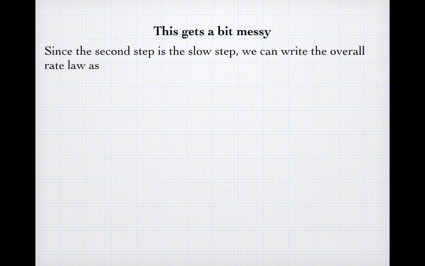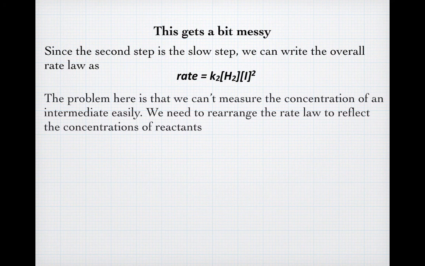Now, since that second step is a slow step, we can write the rate law for that step as this. We have rate equals k, in this case k2 because it's step 2, times the concentration of H2 times the concentration of I squared. It's not an I minus, it's not an ion, it's iodine atoms. These are high energy species. They don't exist for very long. It can be very difficult to measure the concentration of these I atom intermediates very well because they're high energy.